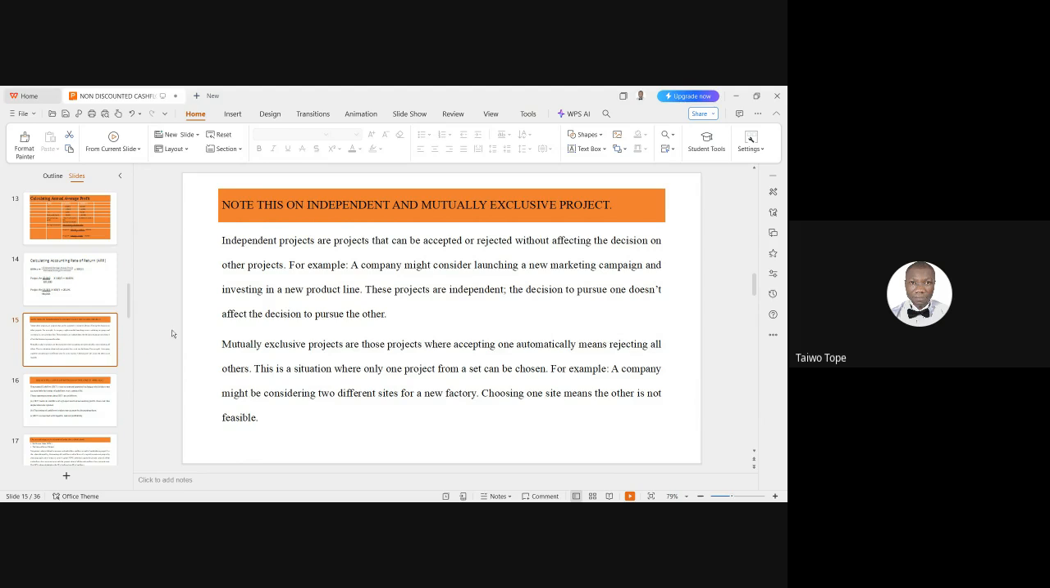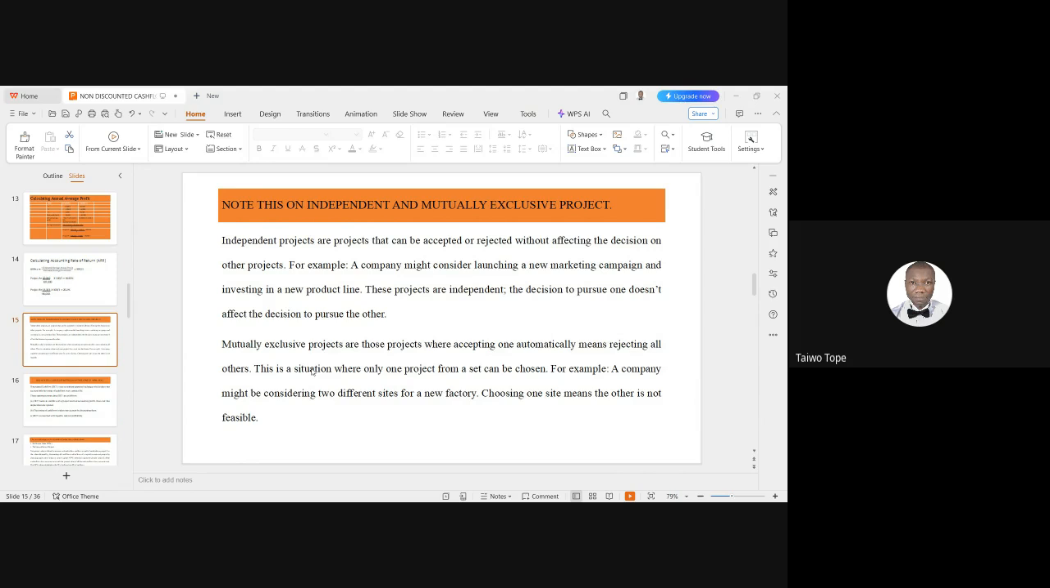What do we mean by independent project and mutually exclusive project? Independent projects are projects that can be accepted or rejected without affecting the decision on other projects. For example, a company might consider launching a new marketing campaign and investing in a new product line. So these projects are independent. The decision to pursue one does not affect the decision to pursue the other.